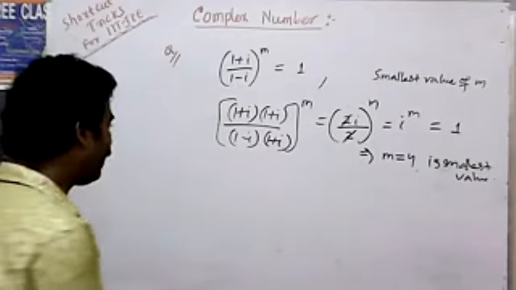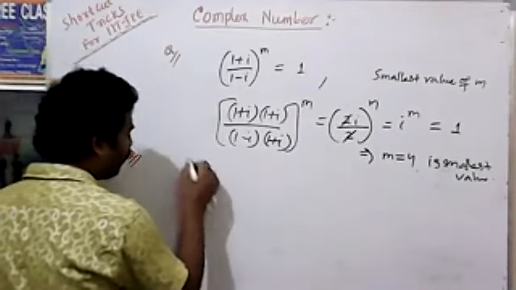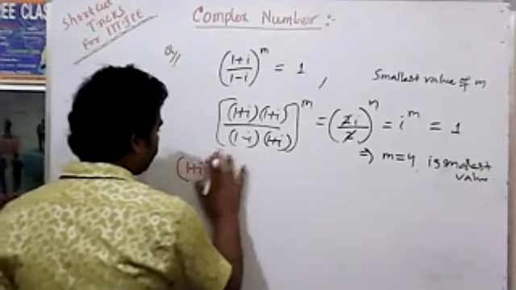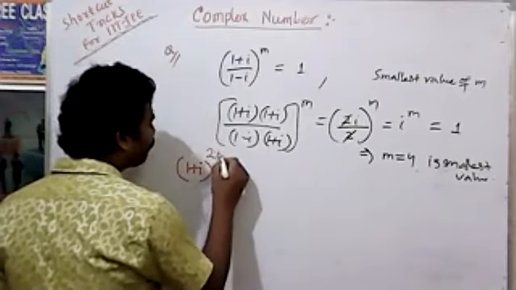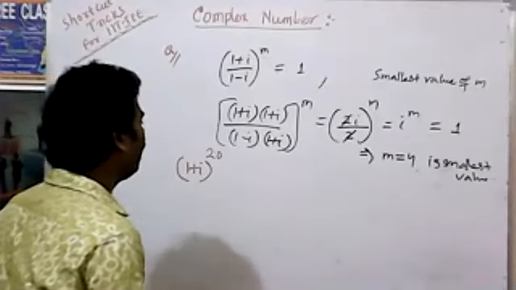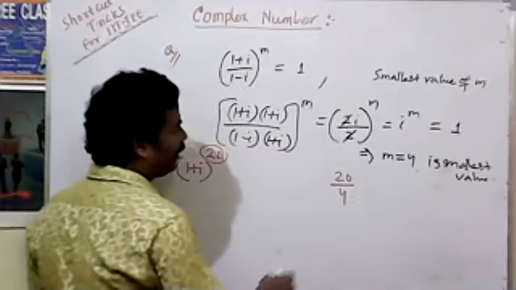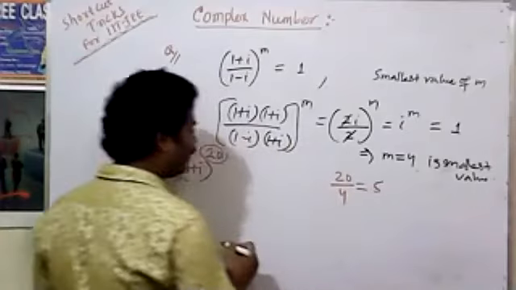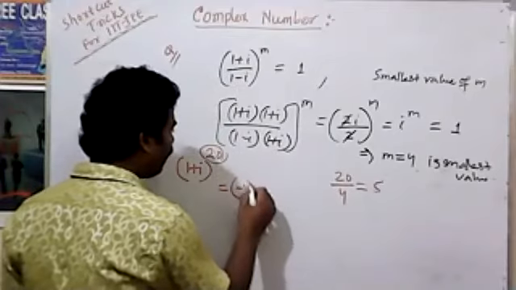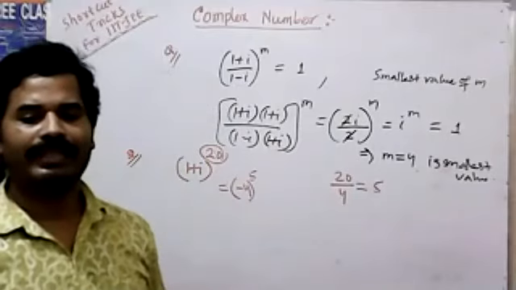Then there are many questions of some type, suppose an iota question, 1 plus i to the power p, suppose 20 is given. How do we do it? We divide by 4. Dividing gives a quotient of 5, which means the value is minus 4 to the power 5. In this way you can do the question very easily.